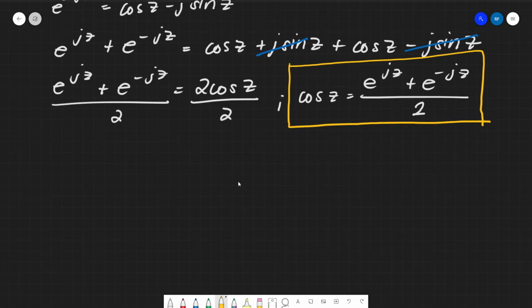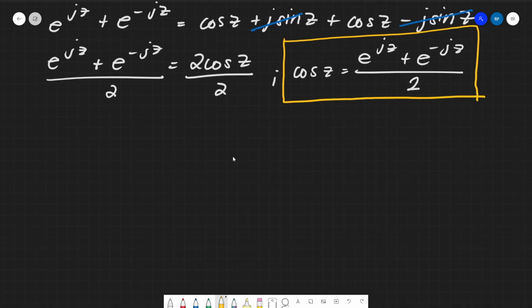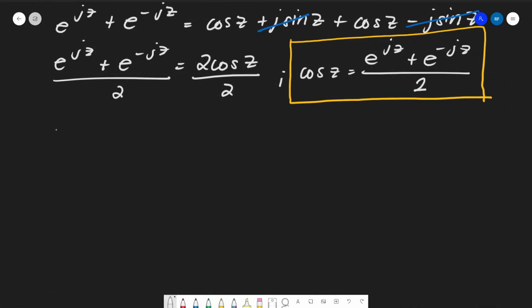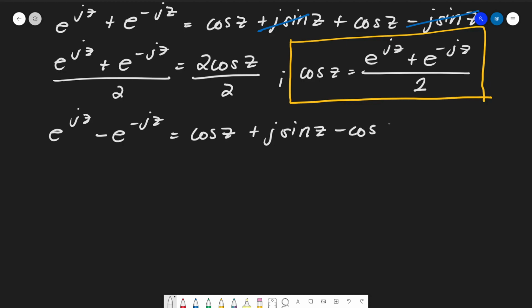Next, what happens if we subtract? Earlier we added. So, e raised to jz minus e raised to negative jz will be cosine z plus j sine z minus cosine z, because it is minus now. Then the sign becomes plus, because negative times negative is positive, so we have j sine z. When we evaluate, cosine z cancels.